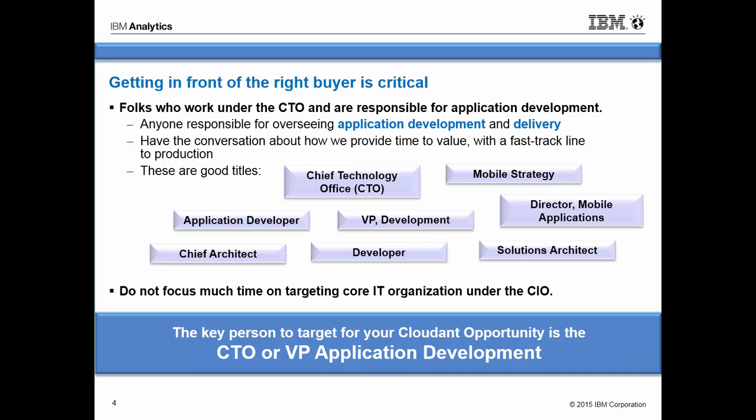Instead, we're talking to the gentleman who is running the mobile strategy, who's developing that mobile strategy. We're talking to the CTO or the VP of development, or even the chief architect within the line of business. Right? These people understand the business needs that are driving their infrastructure decisions and their technology acquisitions. These people, solution architects, director of mobile applications, a developer, an architect, right? VP of development, those are the folks that you should be talking to about Cloudant.